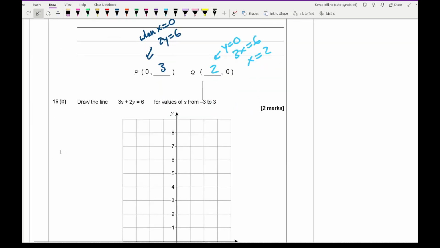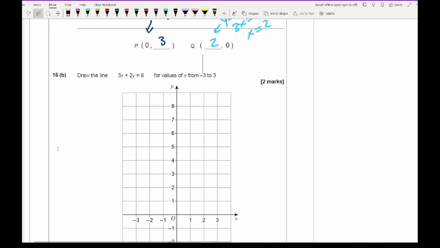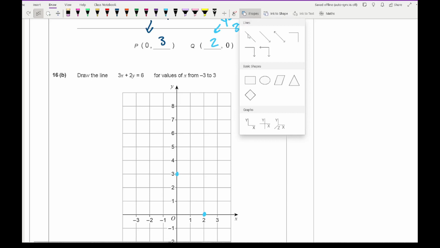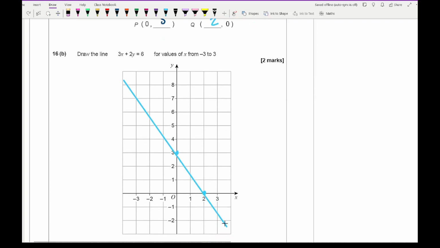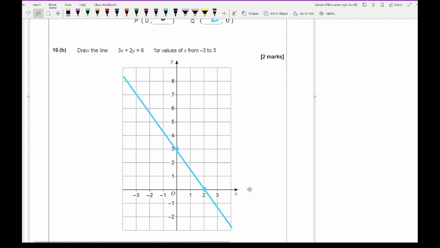That question then says to draw the line on the grid. All I need to do is plot those 2 coordinates. So 0, 3 here, 2, 0. With a ruler, all I then need to do is draw the line. Make sure you do extend the line. Yours will definitely be similar.